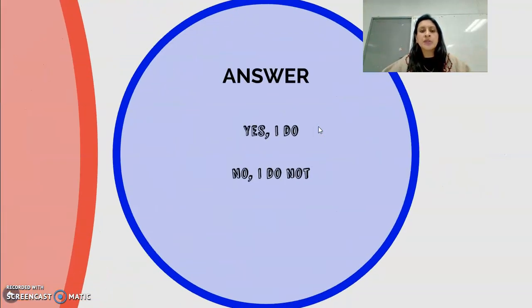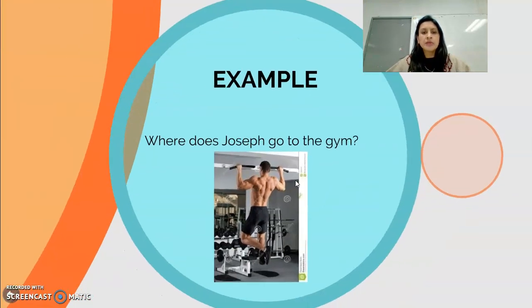For the answer, we have two kinds of answers: the affirmative short answer and the negative short answer. Affirmative short answer: yes, I do. And negative: no, I do not. For the affirmative short answer, we need yes, comma, subject, and auxiliary. For the negative, no, comma, subject, auxiliary verb, and the negation.